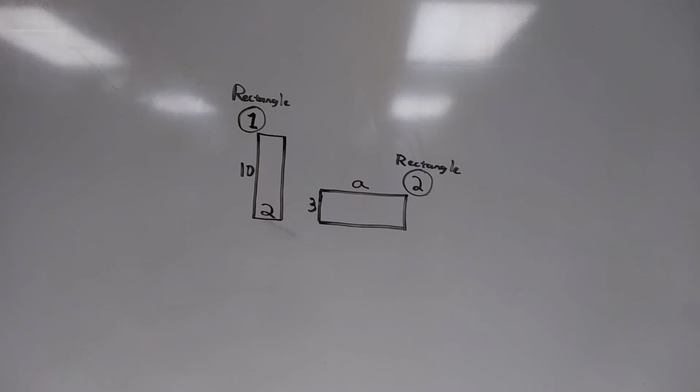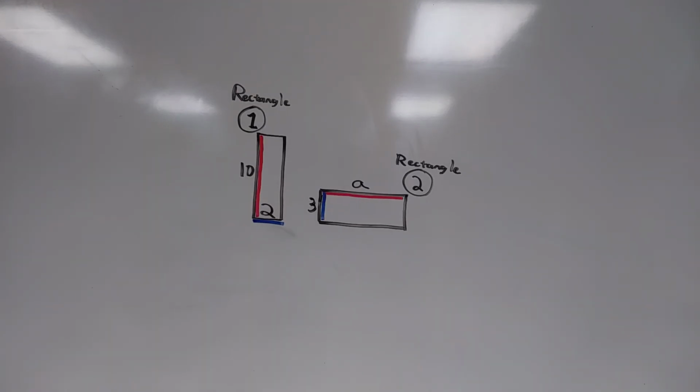Here's another example. We see that rectangle 1 and rectangle 2 are similar to each other, although one of them is tipped over. We see that rectangle 1 has a length of 10 and a width of 2. Rectangle 2 has a width of 3, and we don't know how long it is.